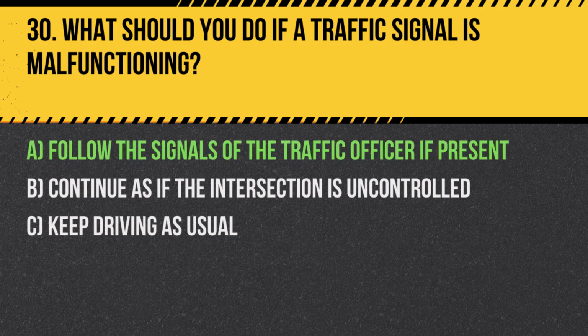Answer: A. Follow the signals of the traffic officer if present. If no officer is present, treat the intersection as uncontrolled and proceed with caution, yielding to traffic as necessary.